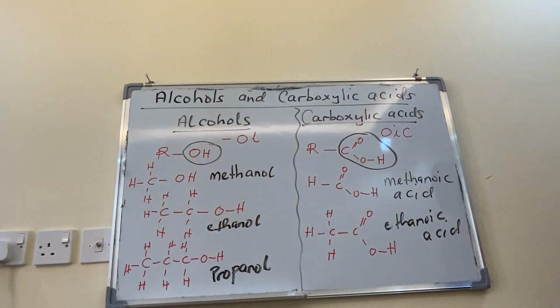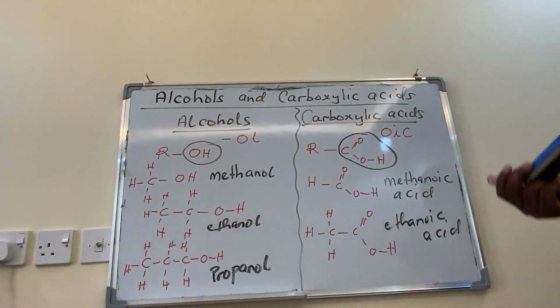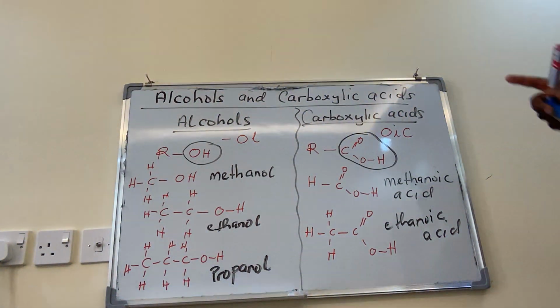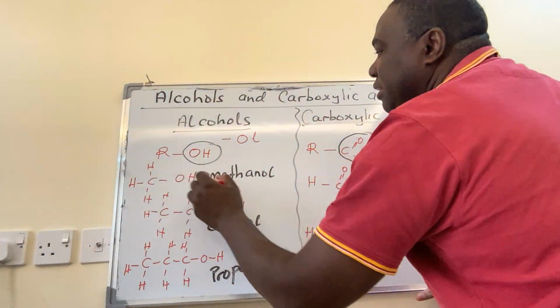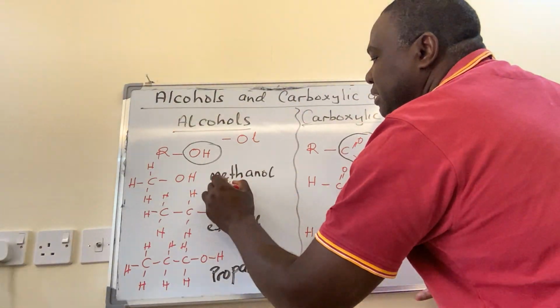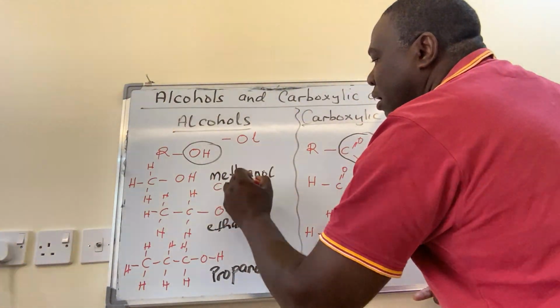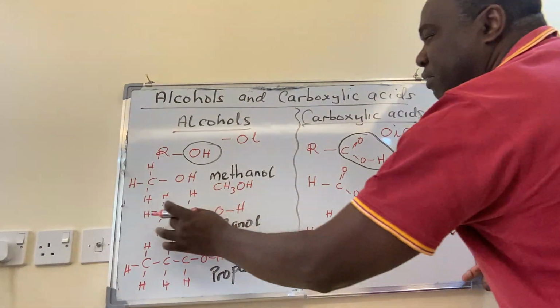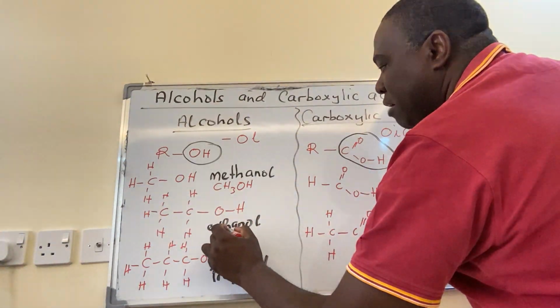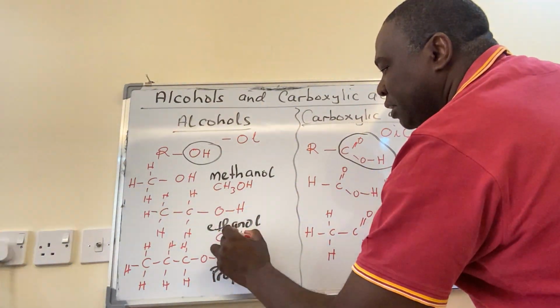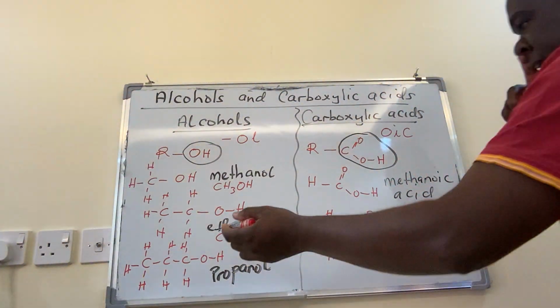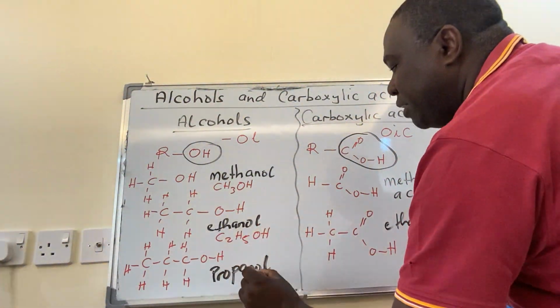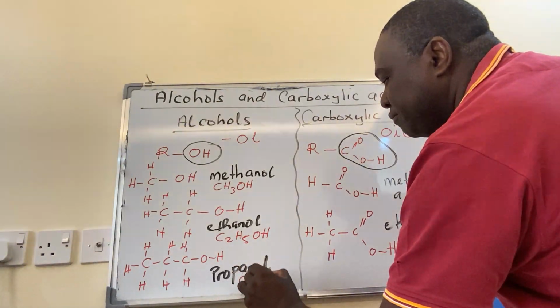Now, we have done our structural formula, the displayed formula. Let's try and look at the formula for this one. So we can say this one is CH3OH. If you look at this one, you count the number of carbons, you're going to get C2H5OH. If you look at that one, you're going to have C3H7OH.